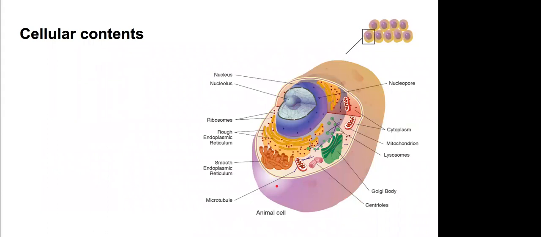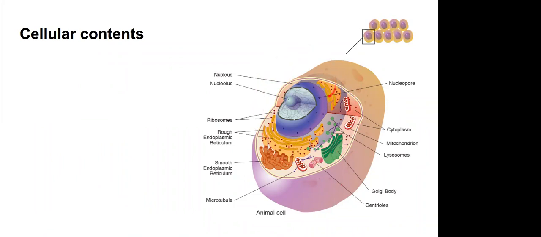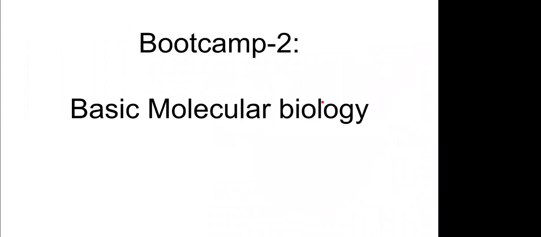So coming to cellular contents, I'm pretty sure this image or similar images might have repeated several times in your study of biology, right from your school to college. What is important to note here for us is this region called nucleus and nucleolus, within which we have our DNA, which we are interested in manipulating. So we come to the second boot camp here, where I'll be discussing certain basic molecular biology concepts.